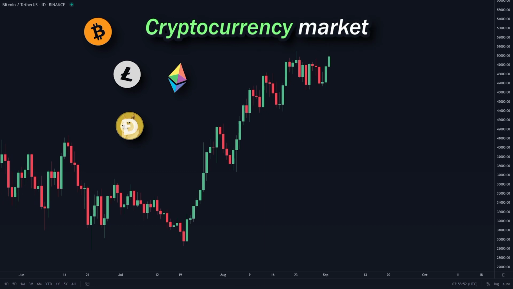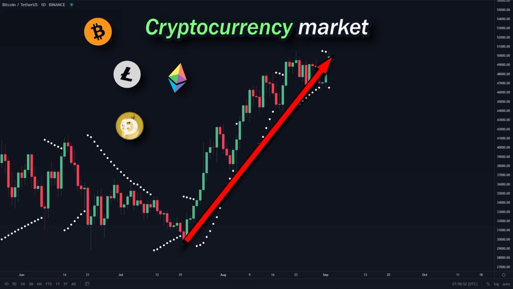Now, we all know that the cryptocurrency market has begun trending lately, which means it is the perfect time to trade it using the Parabolic SAR.